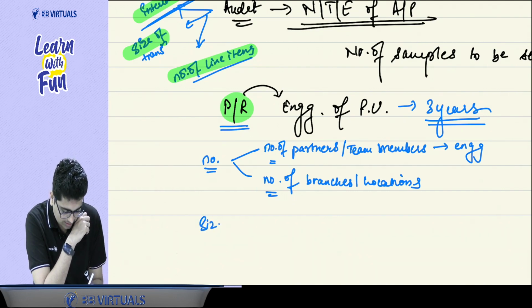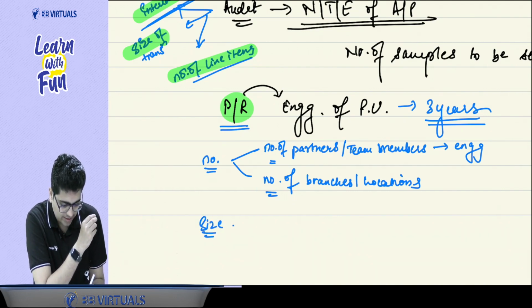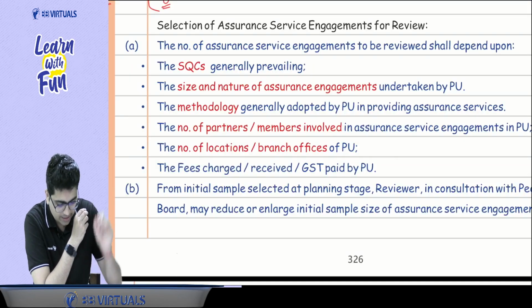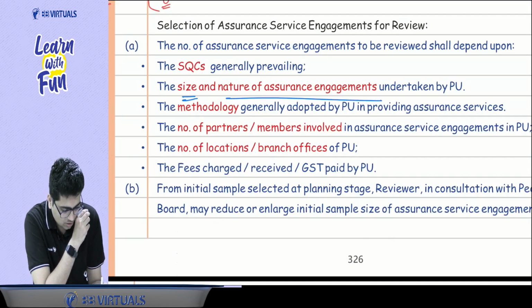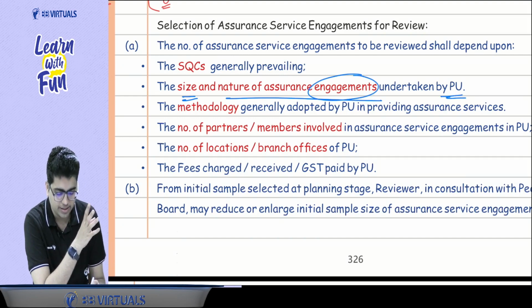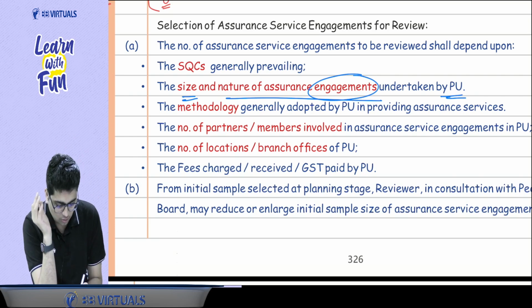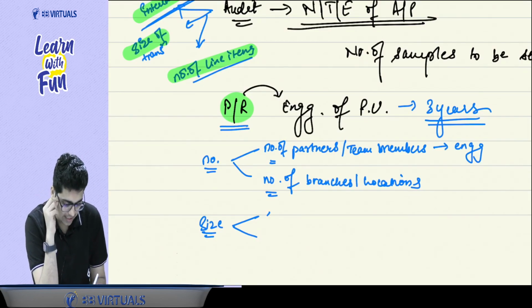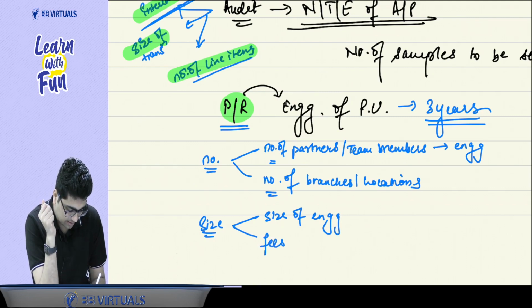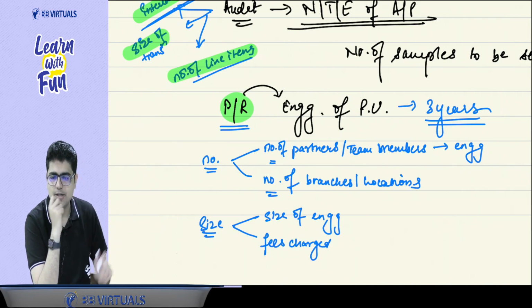Then if I talk about the size of the engagement, size of the engagement means again 2 things. Size and nature of assurance engagement, a direct point, and again the size depends on the fees that you are charging from the client. So with size you can link another point, that is the fees charged or received or GST paid by the practicing unit. So size of the engagement, and again the next point is fees charged from the client. Are these 2 points clear to all of you?